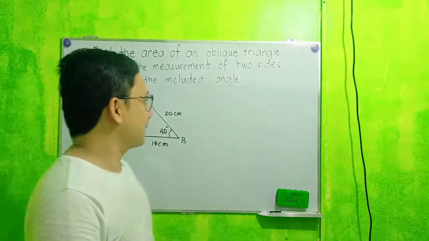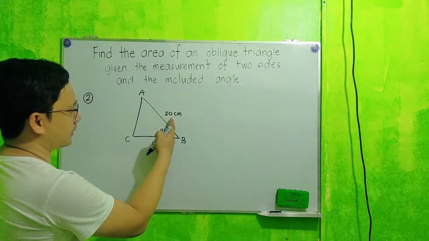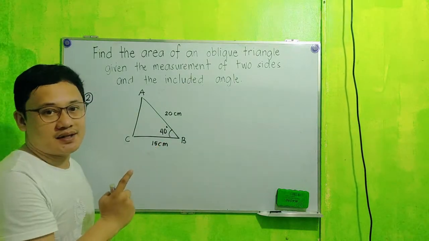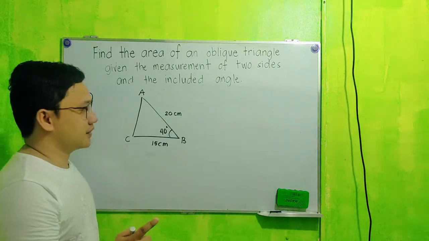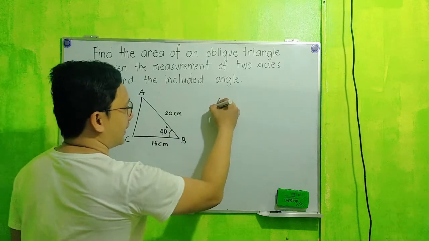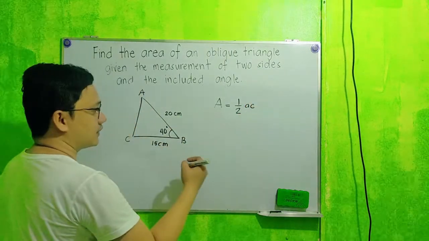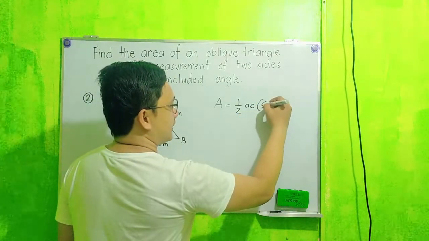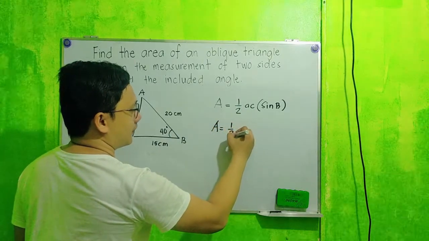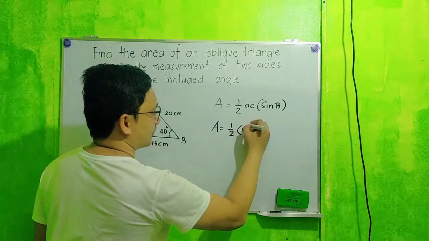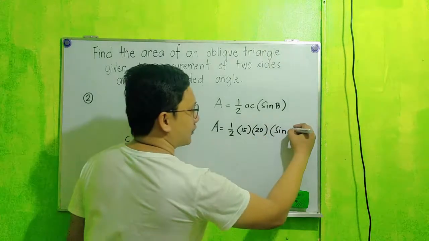Let's have example number 2. Given this illustration, triangle ABC, and then given the measurements of the two sides, we have side C, that is 20 centimeters, and our side A, that is 15 centimeters. And the included angle is angle B, which measures 40 degrees. So to find the area of this triangle, we have A is equal to 1/2 of the product of the two sides, that is A times C, and the sine of the included angle, so sine B. Okay? And then substituting the values, we have A is equal to 1/2 of ang A natin, that is 15 centimeters, and then ang C natin, that is 20 centimeters, times sine, ang angle B natin, that is 40 degrees.